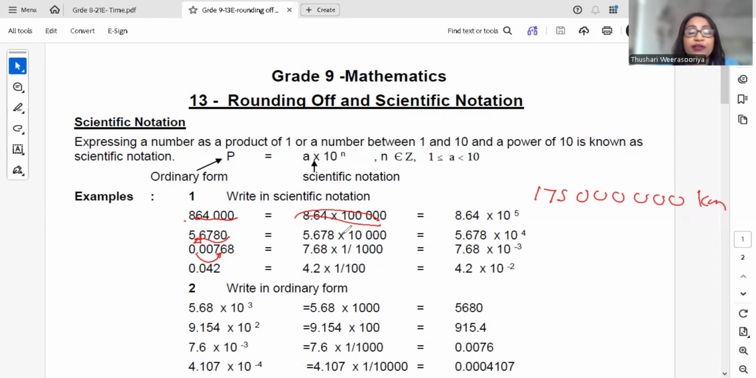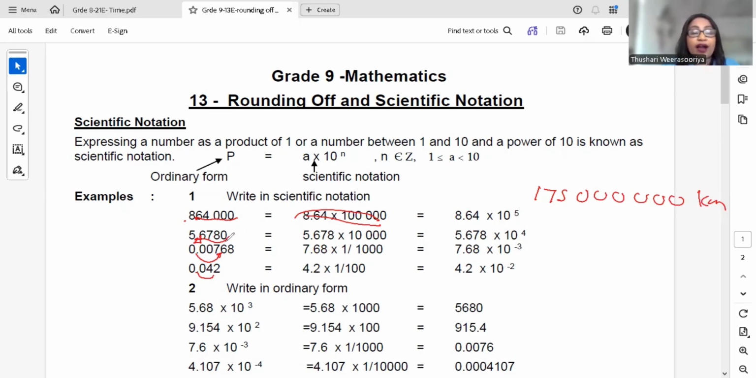Now here, multiplication by 10,000, a 4-digit number. Here, divide by 1,000. Here is multiplication, this is division. This is division by 1,000, that is multiplication by 1 over 1,000. Here, the decimal place goes 2 places. That is 4.2, 1 over 100, 2.2 into 10 to the power minus 2. If the decimal place goes this way, that is minus. If it goes to the left-hand side, that is plus. That's how it happens, right?